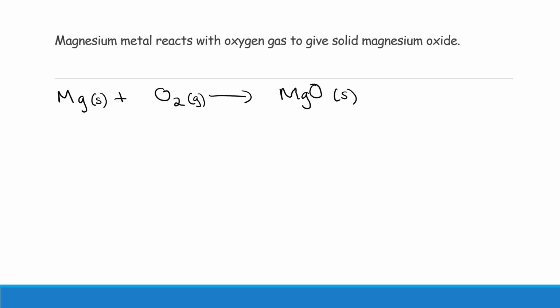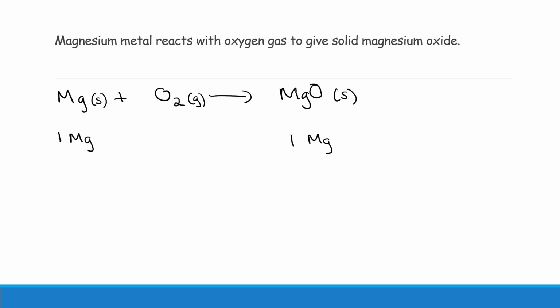Step 3 is to balance using coefficients. Now, in order to balance, remember we start first with metals. The only metal I have here is magnesium. So I've got 1 magnesium on the reactant side, and I've got 1 magnesium on the product side. They're balanced. Fantastic. Now, there are no polyatomics here. So next step, go to non-metals other than carbon, hydrogen, and oxygen. Well, there's no other non-metals, so our only other non-metal is oxygen.